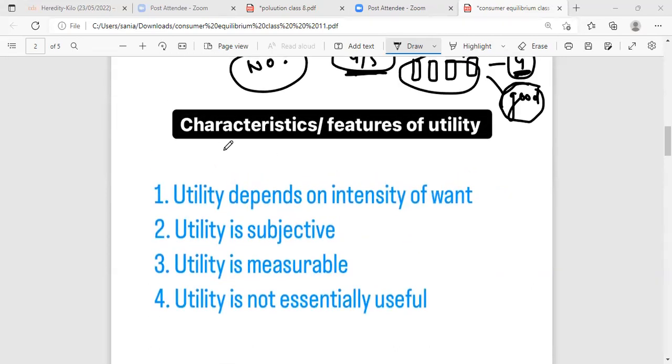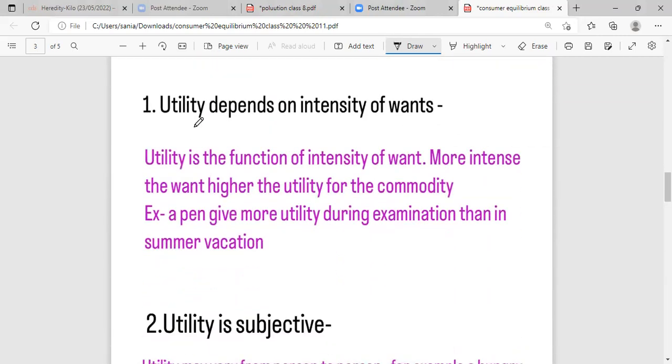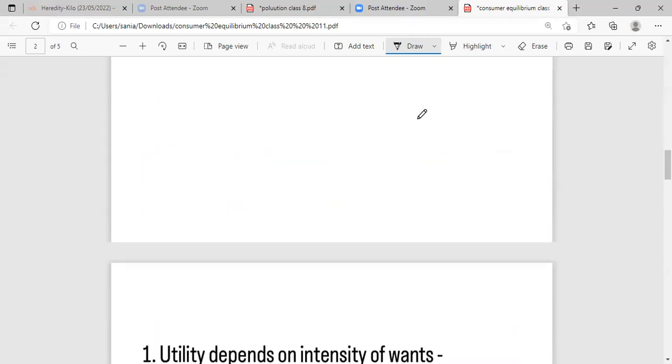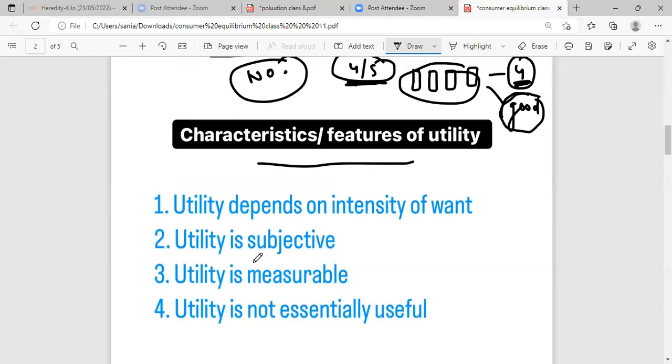Now we are going to do the characteristics and features of utility. First, utility depends on intensity of want. Second, utility is subjective. Third, utility is measurable, and utility is not essentially useful. These are the characteristics, and we will do them in detail. First, write all of these together so that when you revise, you get all the points together. Write this and then we will explain one by one.